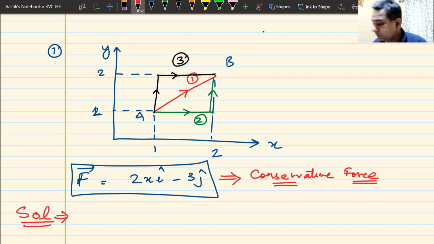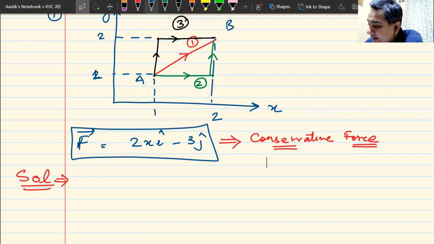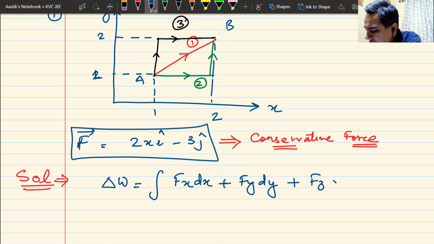Now, what is the advantage of this conservative force? The work done by this conservative force does not depend on path. As soon as I understand this, I will simply put the formula that the work done by this force will be the integral of fx dx plus fy dy. I don't have to look for the path. It's as simple as that. Why should I look for the path? There is no way I have to look for the path. I just need to put this formula, get the answer, and stay happy.